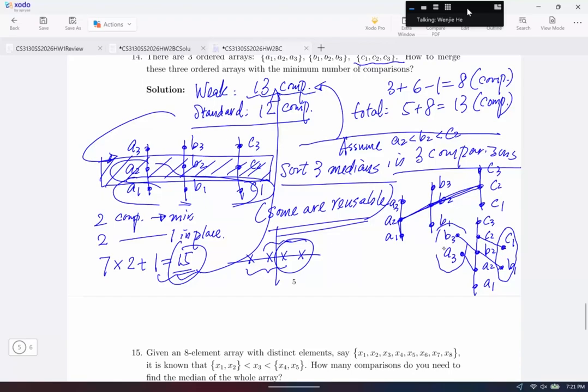First, insert A3. Using the binary insertion, A3. All right. 2 comparisons, right? Because you compare the one in the middle, then one more at 2 sides. So with two comparisons, we can insert A3 into the ordered chain.